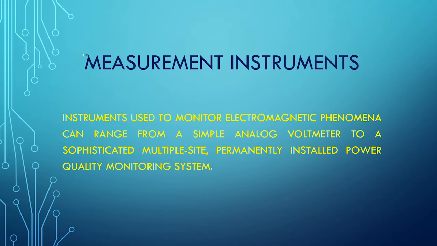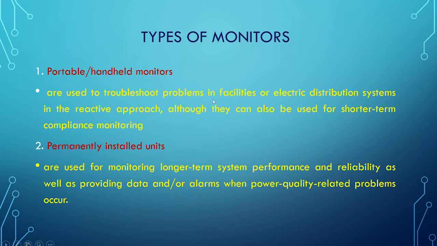Okay, the measurement instruments. An instrument used to monitor electromagnetic phenomena can range from a simple analog voltmeter to a sophisticated multiple-site permanently installed power quality monitoring system. We can have two types of monitor. The portable one, which we can carry around, is used to troubleshoot problems in the facility or electric distribution system. The other one is the more permanently installed unit, which is used to monitor longer-term system performance in a facility. It can also provide data or be connected to an alarm if a certain threshold is exceeded.